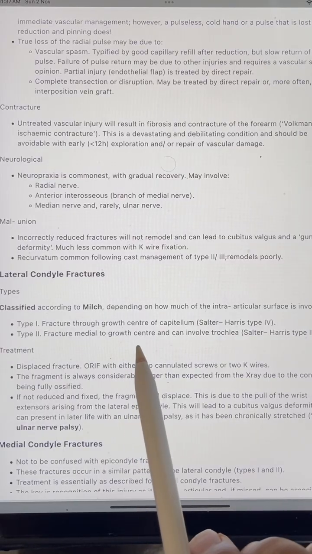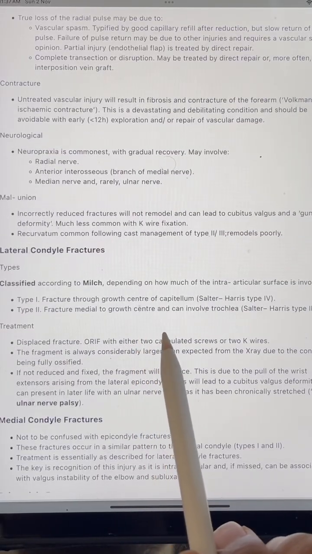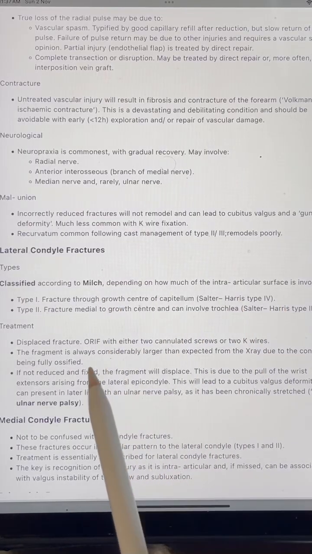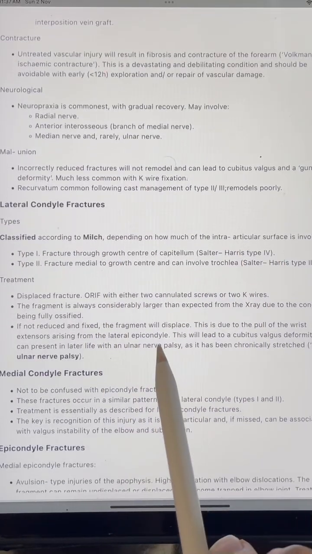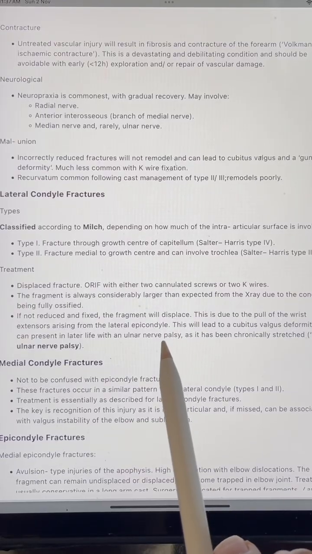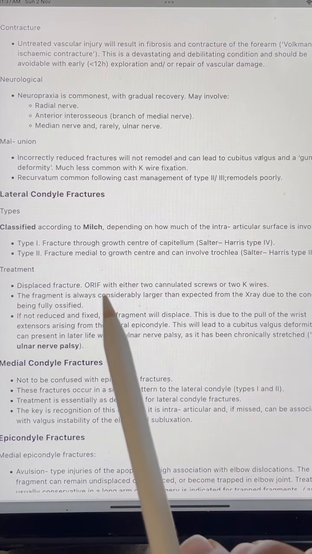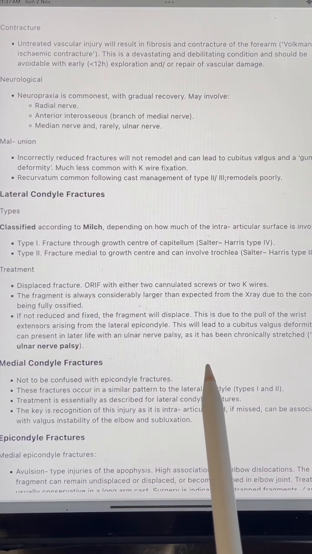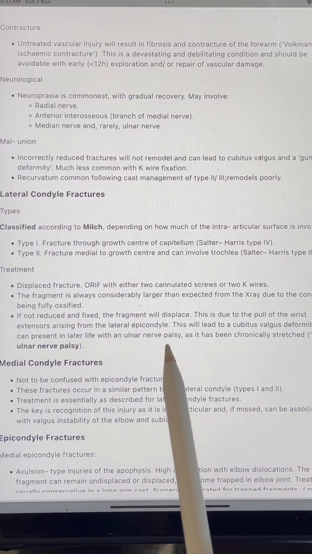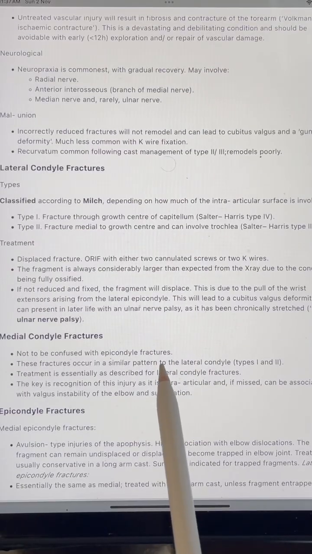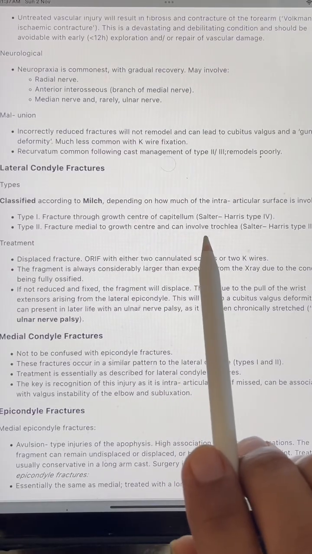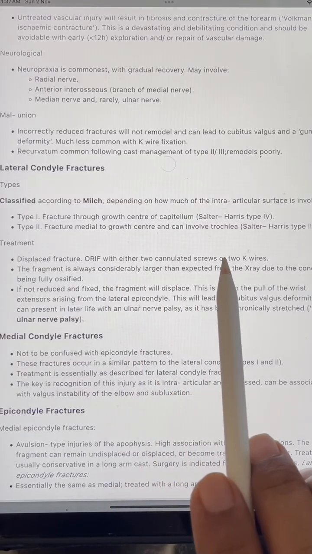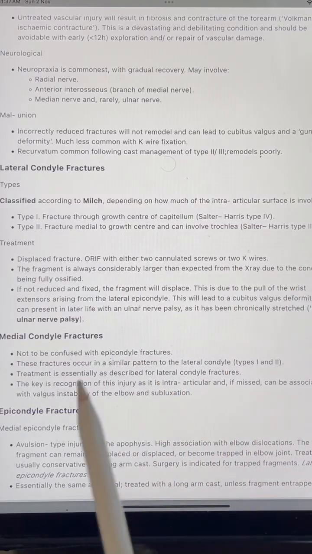Malunion: incorrectly reduced fractures will not remodel and can lead to cubitus varus and gunstock deformity. This is much less common following cast management of type 2, which remodels poorly. Lateral condylar fractures are classified according to Milch, depending on how much of the intra-articular surface is involved. Type 1 is a fracture through the growth center of the capitulum, Salter-Harris type 4, and type 2 is a fracture medial to the growth center that can involve the trochlea, Salter-Harris type 3.